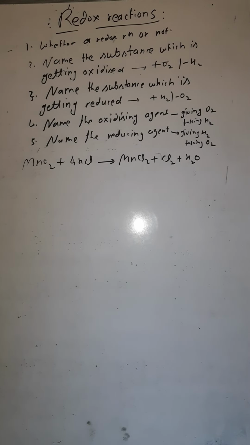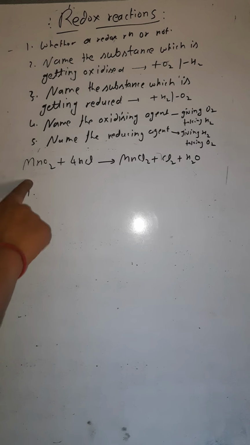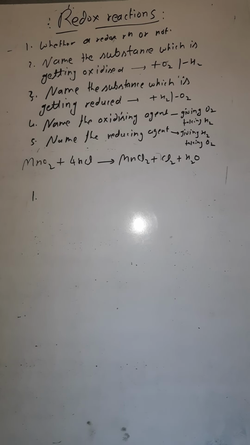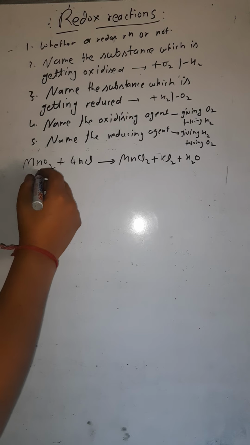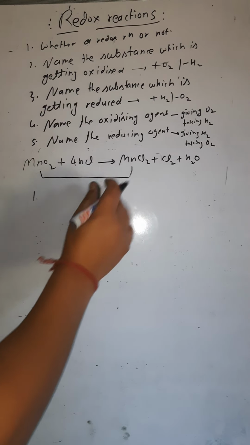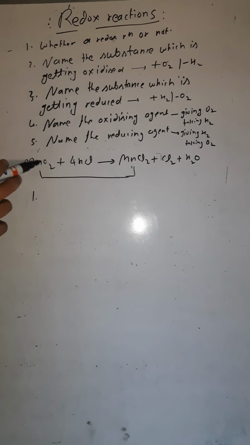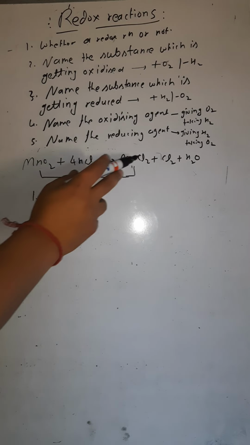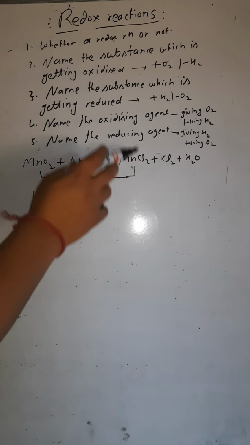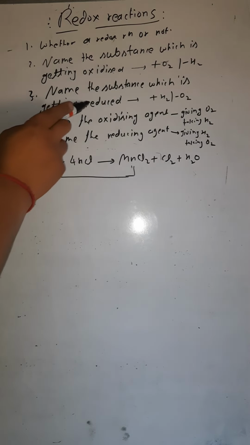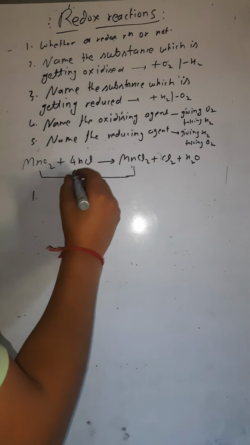Now here you have to tell first whether this is a redox reaction or not. Redox means just answer where oxidation and reduction are taking place together. You can see here MnO2 becoming MnCl2. Here oxygen was there, now there is no oxygen. It means removal of oxygen. If there is removal of oxygen, you would call it reduction. So here reduction is taking place.